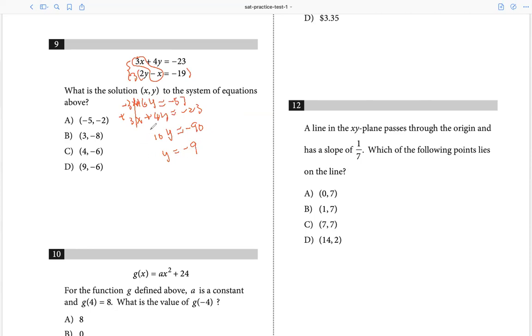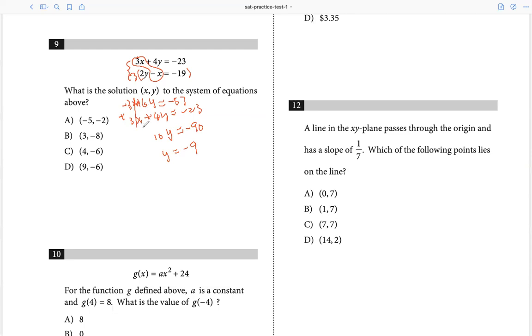Did I make some mistake? Because in the answers, there's no negative 9 for the y value. Well, let's go back to check. What I did is I multiplied the second equation by 3. So negative x multiplied by 3, I get negative 3x. And 2y times 3, I get a positive 6y. Right, then negative 19 times 3, 3 times 9, 27, so I get negative 57.